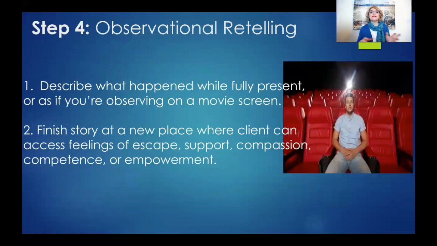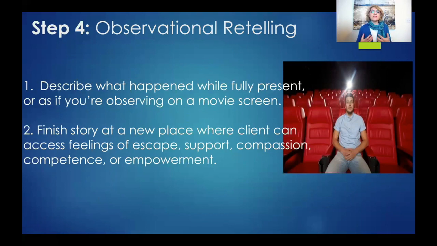Then I had her retell that story from that new perspective. That's step 4 of recon, observationally describe it. I call it observational retelling because we don't want her to relive the experience. We want her to watch the old memory like she's watching it on a movie screen and tell it from the perspective of her future self that knows her mother's going to survive and what needs to be done so that this thing doesn't continue to haunt her.